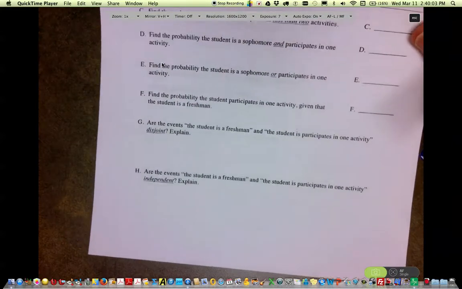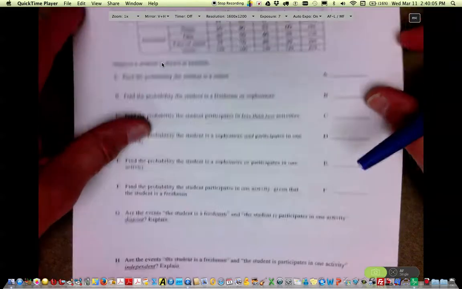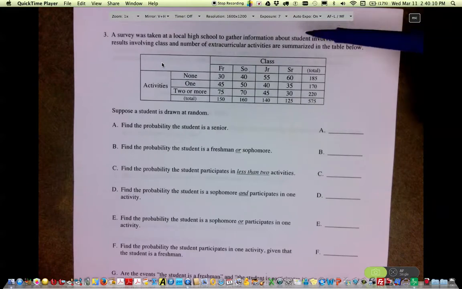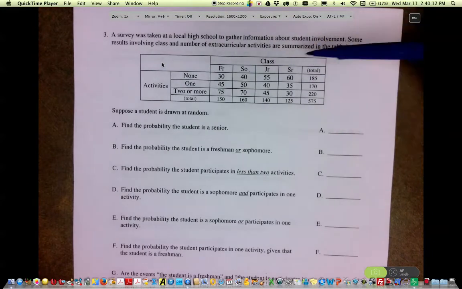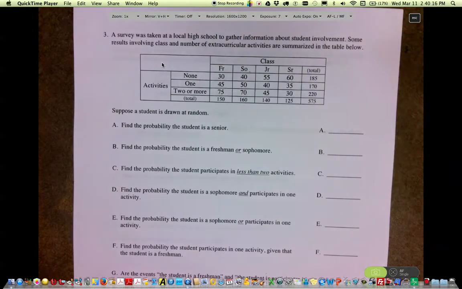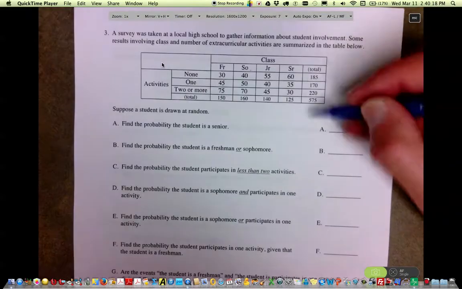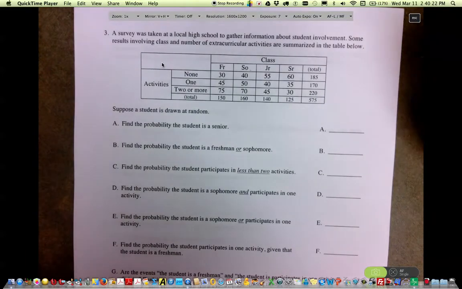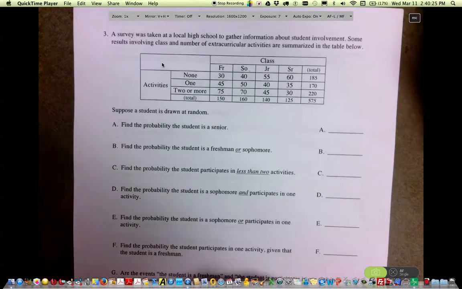Okay, so moving on to some of the probability questions. This one is about members of a high school, and we collected information on what class they're in and then how many activities they were involved in. All right, and then I've given you also the totals here in the columns and the rows. So the first question is, what's the probability a student is a senior?